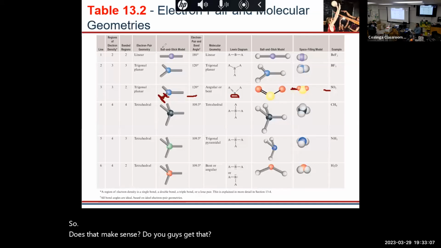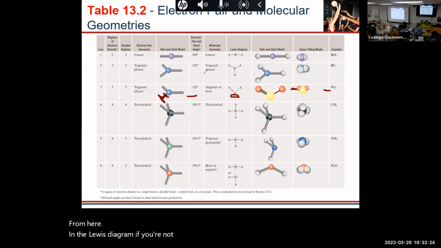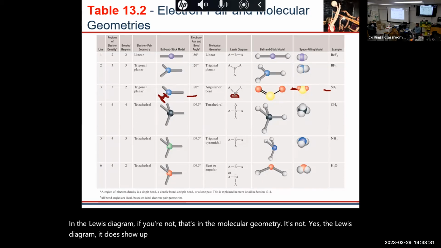So those two free valence electrons, they show up in the electron pair. You mean the lone pair? The lone pair, yeah. The two free valence electrons, the lone pair, is shown in the electron pair geometry, and in the molecular geometry, it's not. The Lewis diagram is that show. But the Lewis diagram is not the molecular geometry.